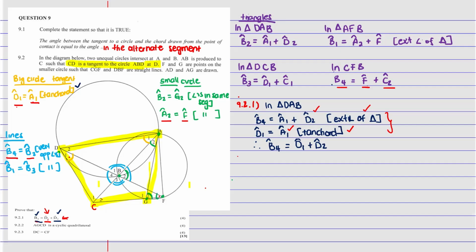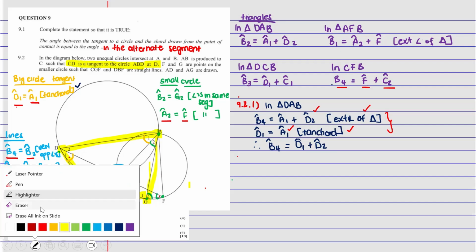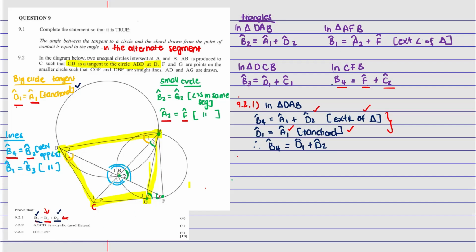And which one can we use? We can use the fact that if we can find that G2, let me just highlight it with a different color, if we can find that G2 is equal to D1 and D2, then we have proven that AGCD is a cyclic quad. Is everyone okay with that idea? Yes, ma'am.